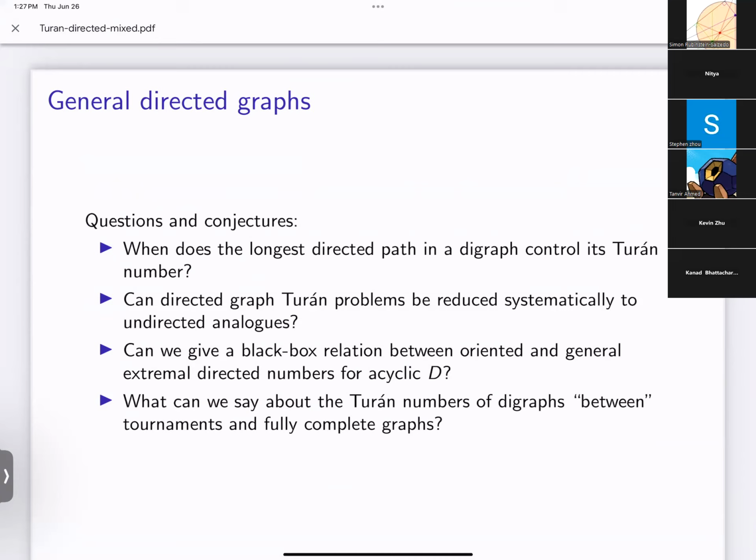Do you know anything about Turán problems on typical graphs, or Ramsey numbers, whatever? Like if you choose a graph randomly, what do you expect its Turán number to be? Yeah, you can study this question. This has been studied for graphs and is known. I think there's a line of very beautiful work on it.